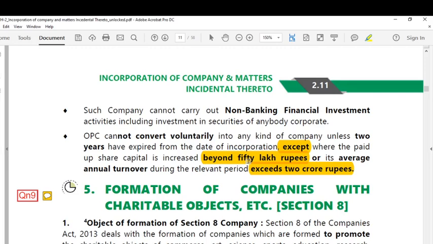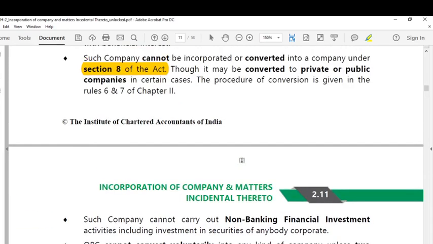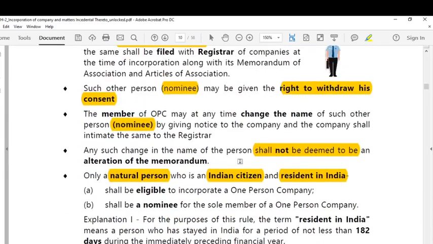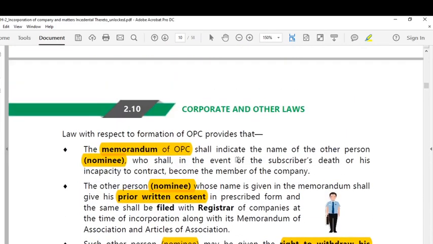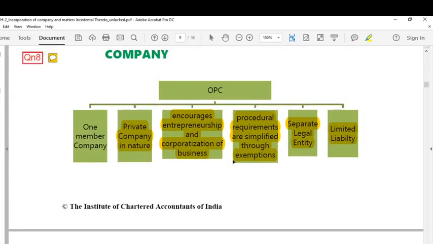Now, it is a most important question, a very, very important question. If you are able to write all these 12 points, not even a single mark will be reduced for you in your examination, my dear students. So when a question comes about the OPC and its special provisions, the first thing you have to do is write a little introduction.